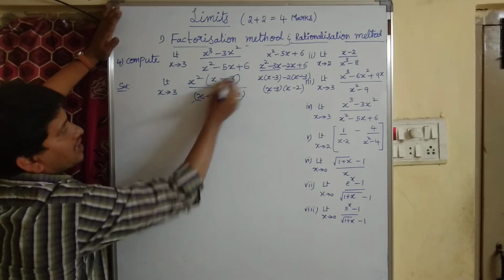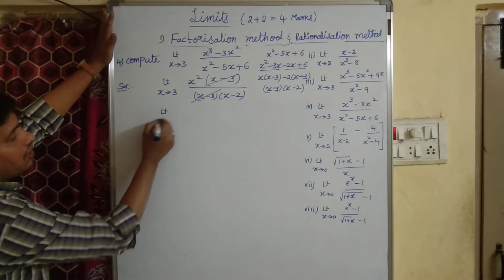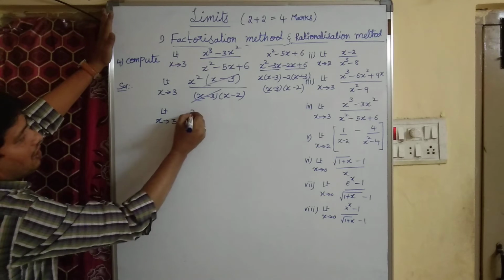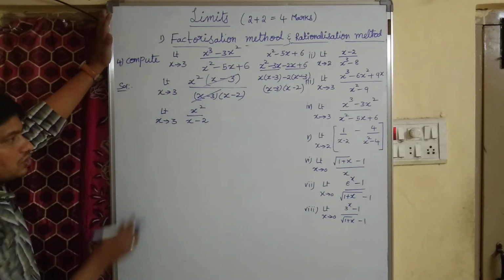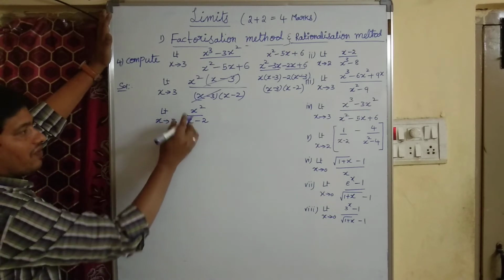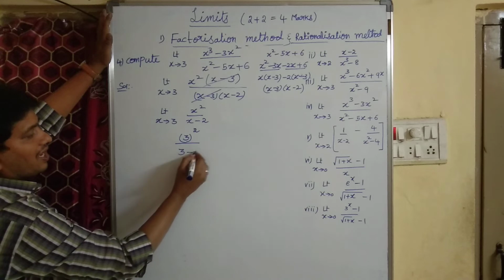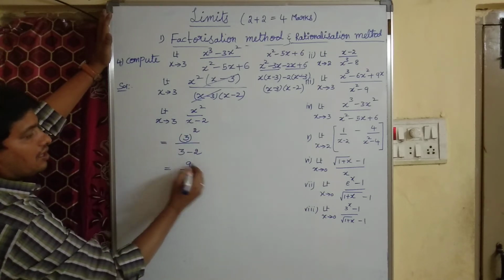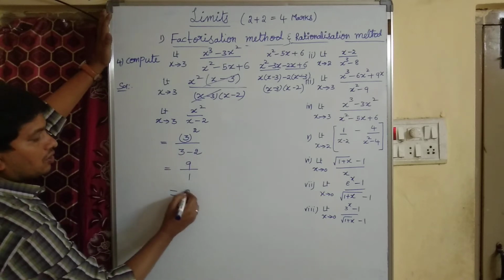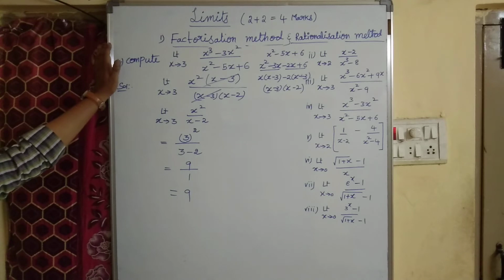So let me cancel x minus 3, x minus 3. So I have limit x tends to 3, x square divided by x minus 2. Now in place of x we have to substitute 3: 3 square divided by 3 minus 2. So 3 square means 9, divided by 3 minus 2, which is 1. So 9 divided by 1 is equal to 9 only.